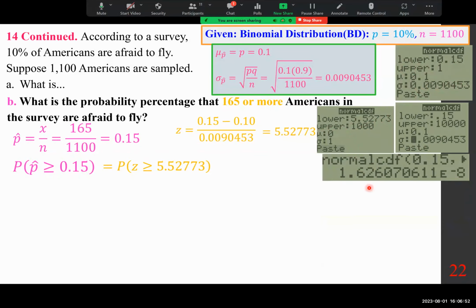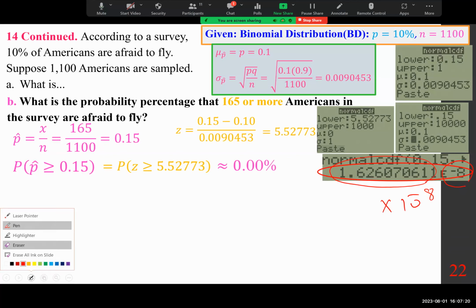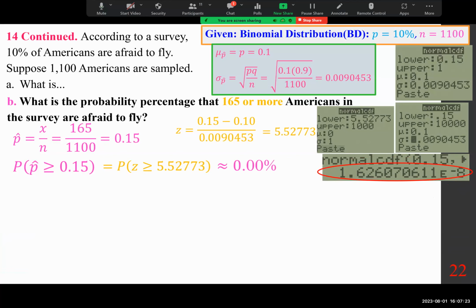Take a look at the number, 1.626070611. E minus 8 means this number times 10 to the power of minus 8. I want to make sure everybody understands what number is given to us. That's the meaning of this, which is an extremely small number. It's almost 0. So let me clean up. Because of this, that means almost 0. So 0.00%.